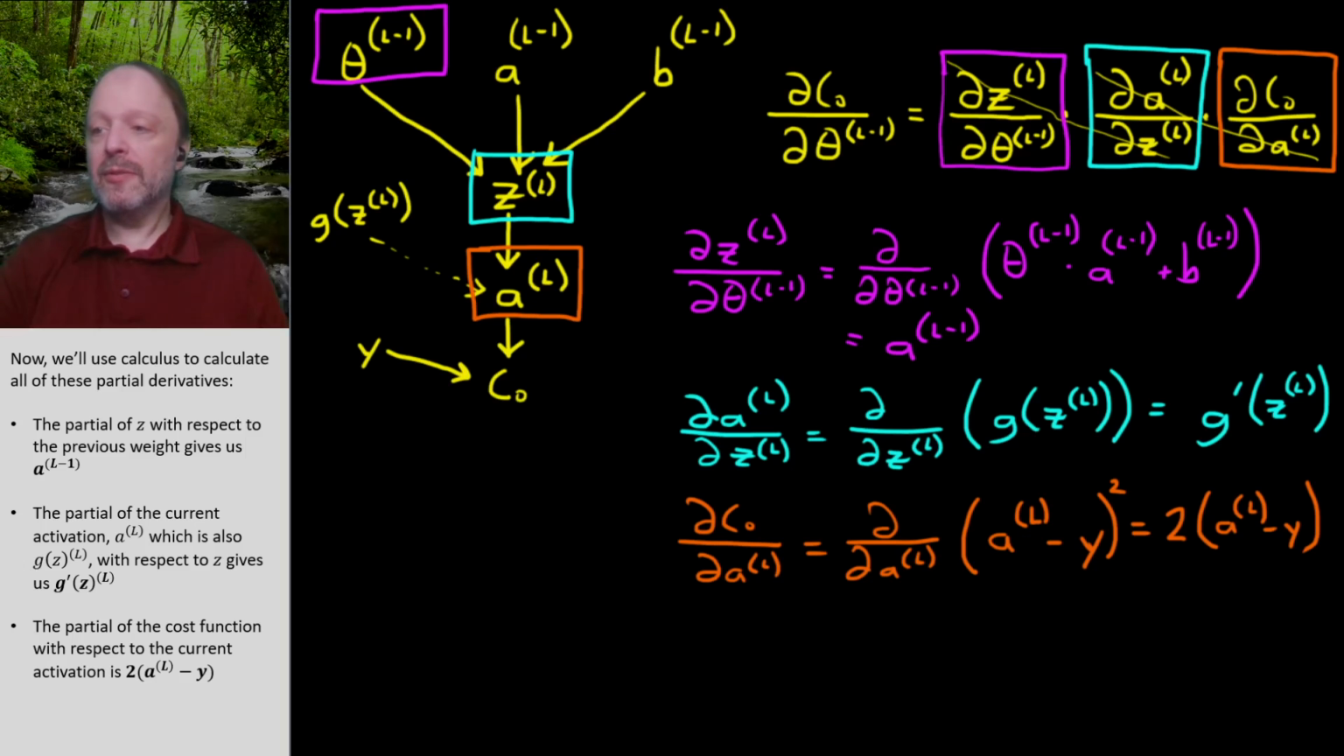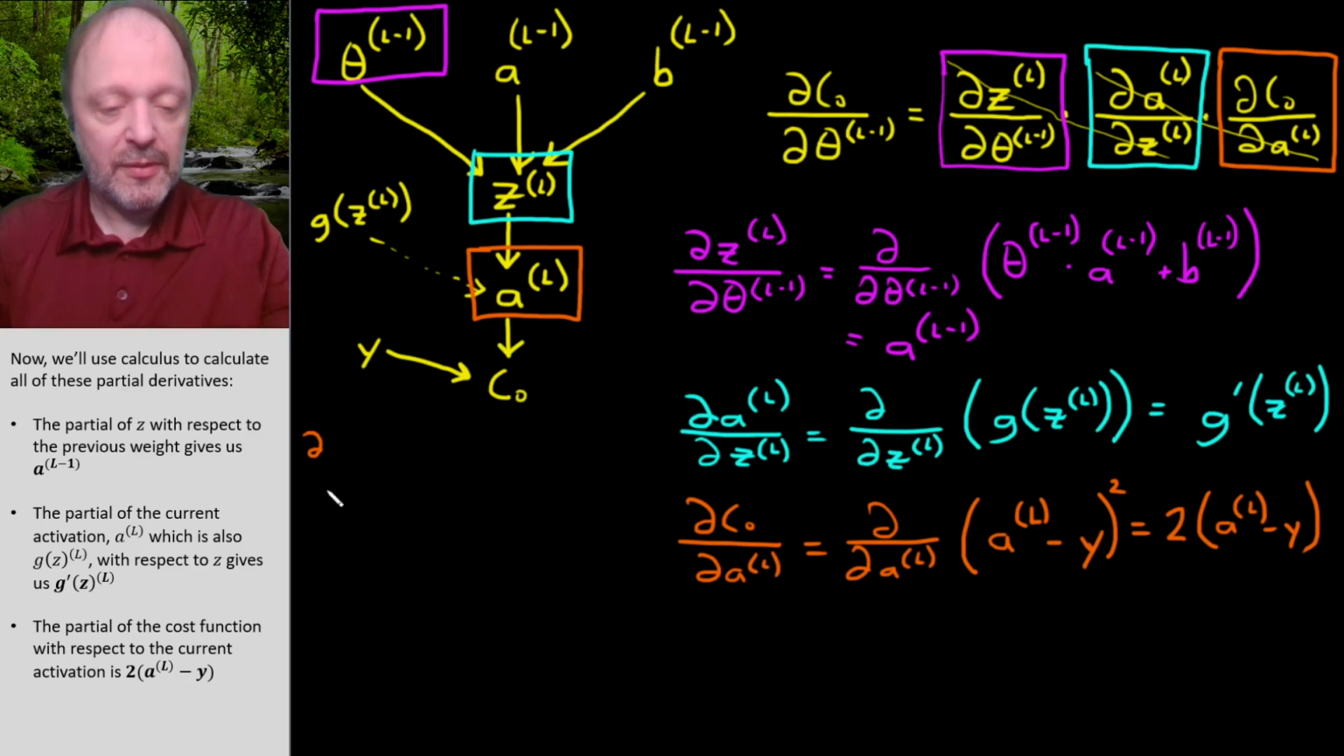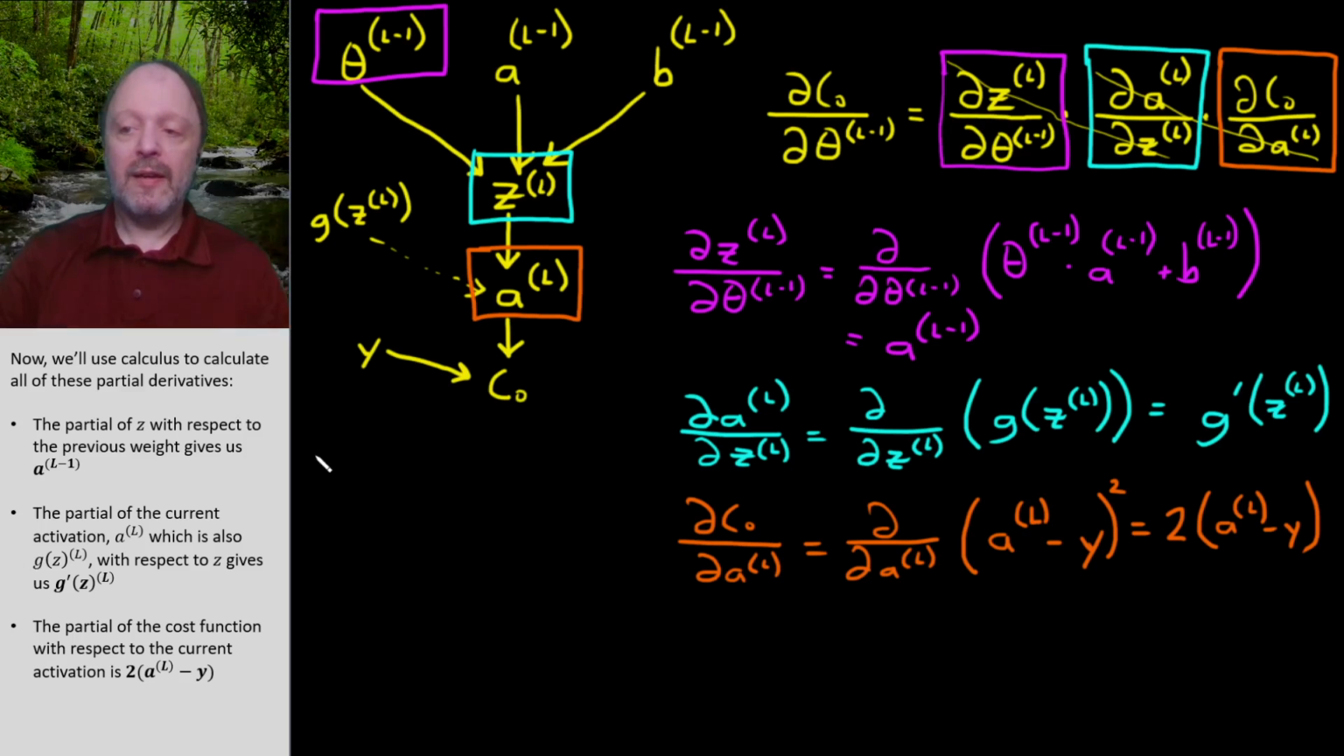Okay, so let me do that. Partial, go back to this. I think I can squeeze it. I need to squeeze it in right here. The partial, no, I don't need it to be in orange though. I need that to be in yellow. The partial of the cost function with respect to the previous weight is equal to these 3 pieces multiplied together.